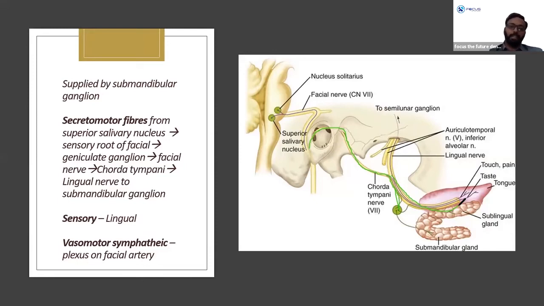So secretomotor fibers start from the superior salivary nucleus, then go through the sensory route of the facial nerve, then the geniculate ganglion, then the facial nerve proper, and the chorda tympani up to the submandibular ganglion. And the sensory supply is lingual. Vasomotor sympathetic is a plexus on the facial artery.